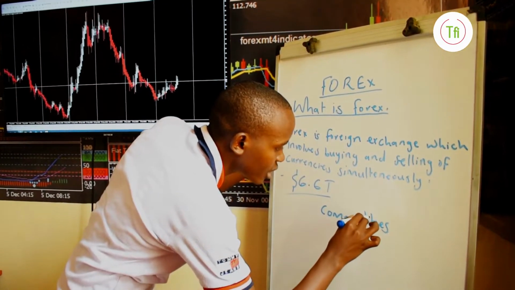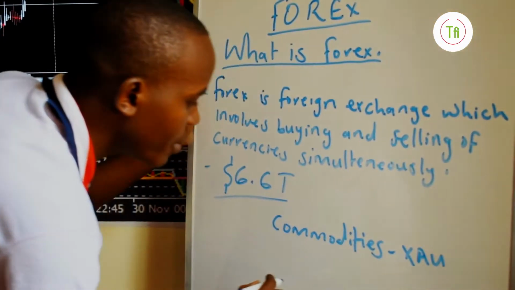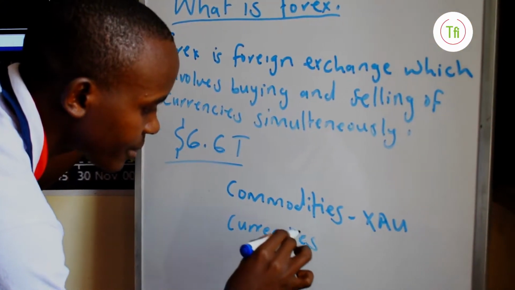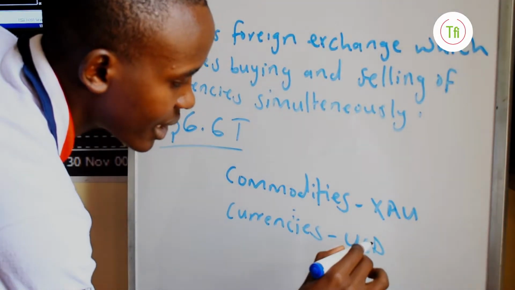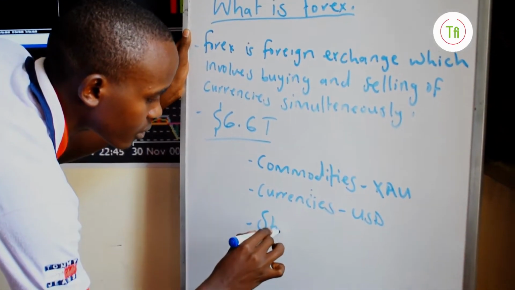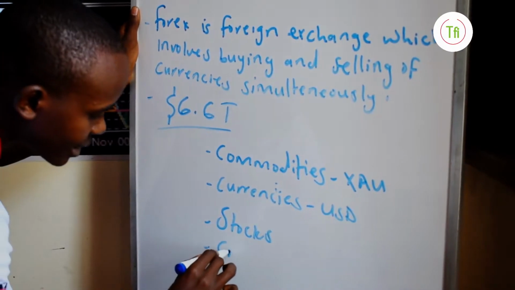We'll be trading commodities, like gold, XAU. We'll be dealing with currencies as our second asset, currencies like the US dollar. We'll also be trading stocks, and something like cryptocurrency.